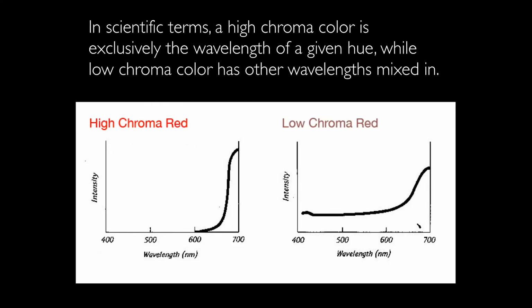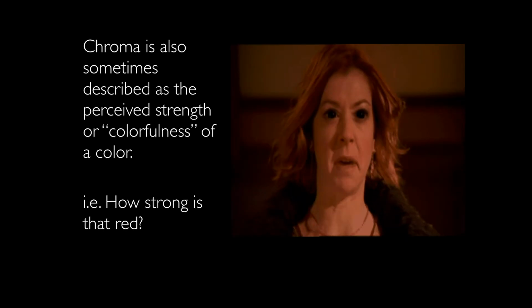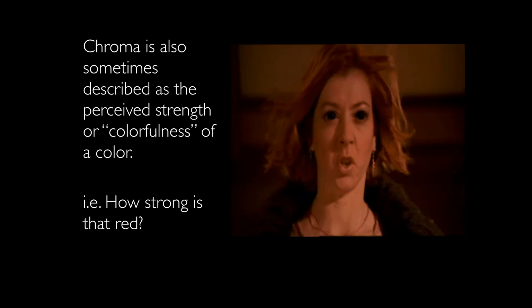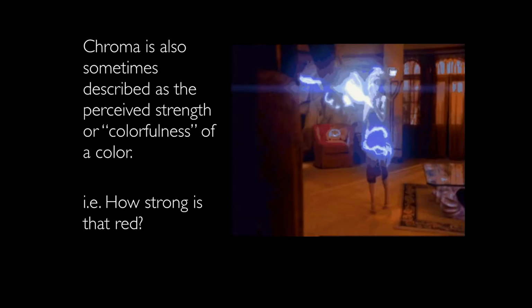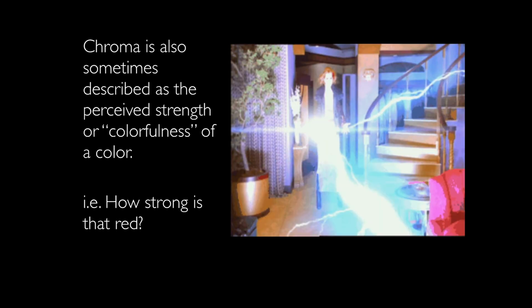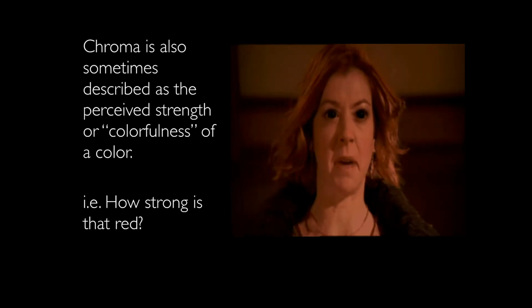Again, back to the science. In scientific terms, a higher chroma color is exclusively the wavelength of a given hue. So in the case of red, it's all those 700 nanometer wavelengths, whereas a low chroma color has other wavelengths mixed in. It's gotten kind of dirtied by little bits of other wavelengths. Chroma is also sometimes described as the perceived strength or colorfulness of a color. So if you're asking how strong is that red or how strong is that blue, you are talking about the chroma.